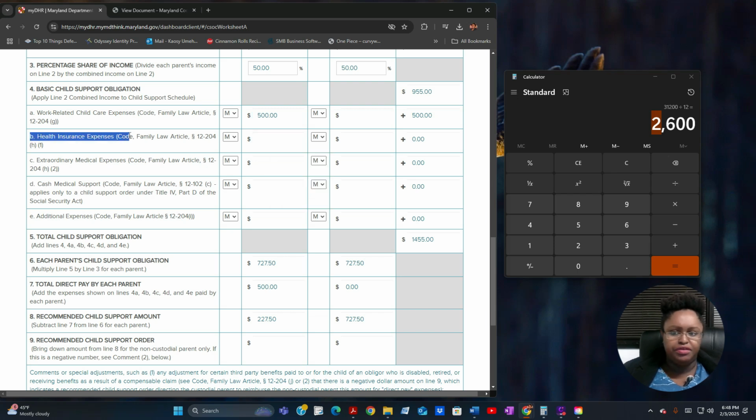Because of their income, they don't have a lot of money, so they're receiving state health insurance, so they don't have to pay for health insurance. So we're going to put in 0 here.